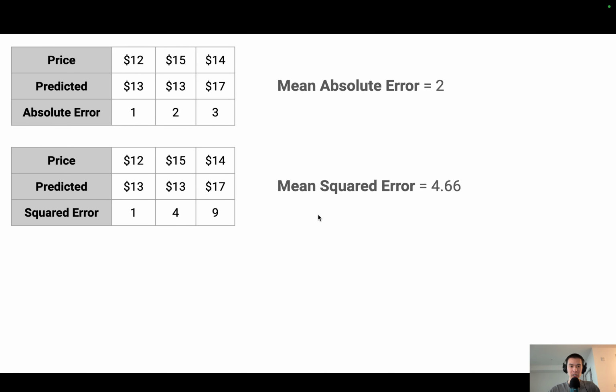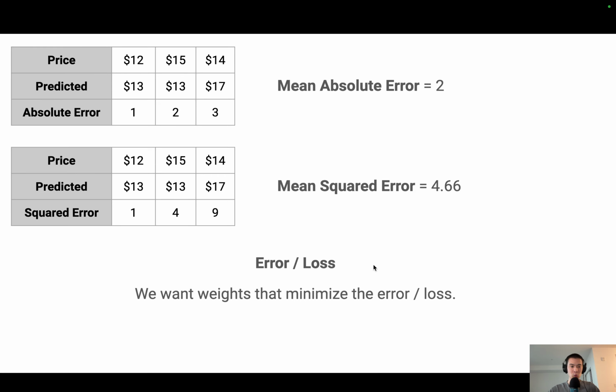For mean squared error, we just square the error. So 1 squared is 1, 2 squared is 4, and 3 squared is 9. And then 1 plus 4 plus 9 divided by 3 is 4.66. And again, for error/loss, we want weights that minimize the error/loss. So hopefully we try to get these as close to 0 as possible.